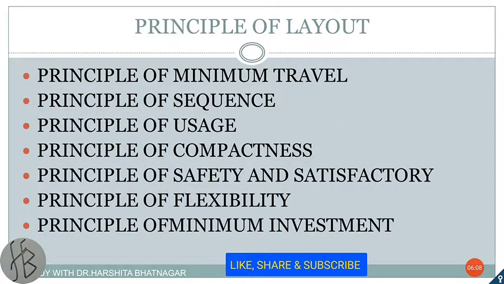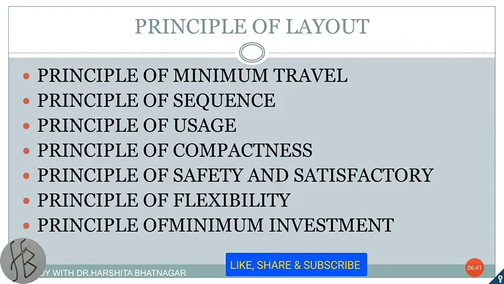Next, we will study the different principles. Every plant layout follows these principles. The first principle is the principle of minimum travel. It means your material in the factory should move minimum. If the material moves minimum, then the material handling cost will be minimized, and the material will not get damaged. So the first principle is the principle of minimum travel.